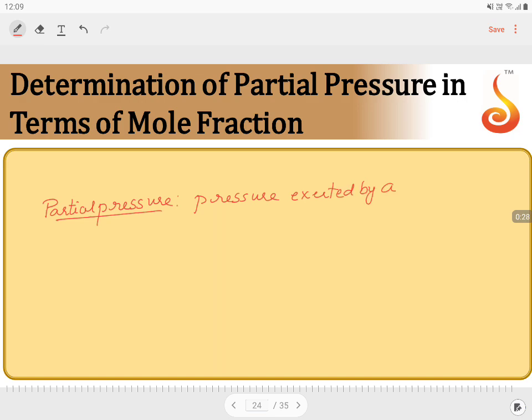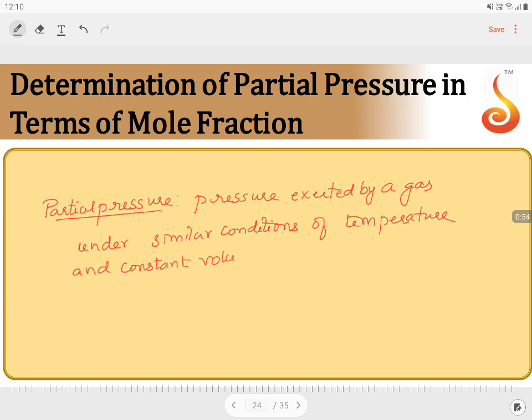a gas under similar conditions of temperature and constant volume. The pressure exerted by the gas under similar conditions of temperature and constant volume is taken as partial pressure.